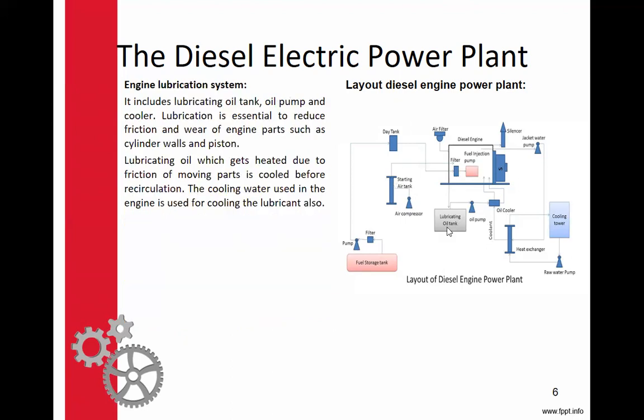Engine lubrication. It includes lubricating oil tank, oil pump, and cooler. Lubrication is essential to reduce friction and wear of engine parts such as cylinder walls and piston. Lubricating oil, which gets heated due to friction on moving parts, is cooled before recirculation. So the cooling water used in the engine is used for cooling the lubricant also.